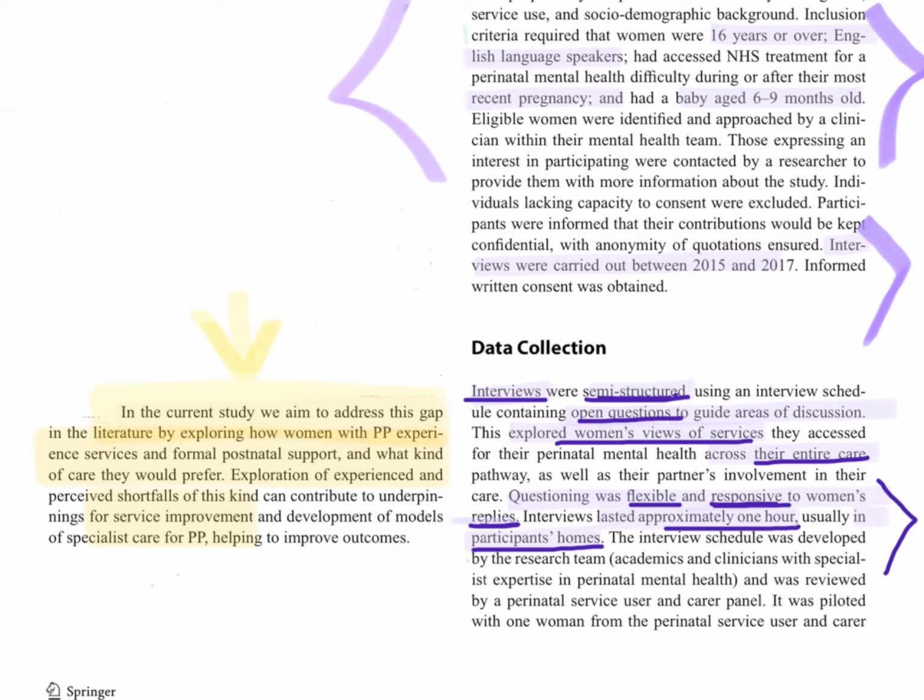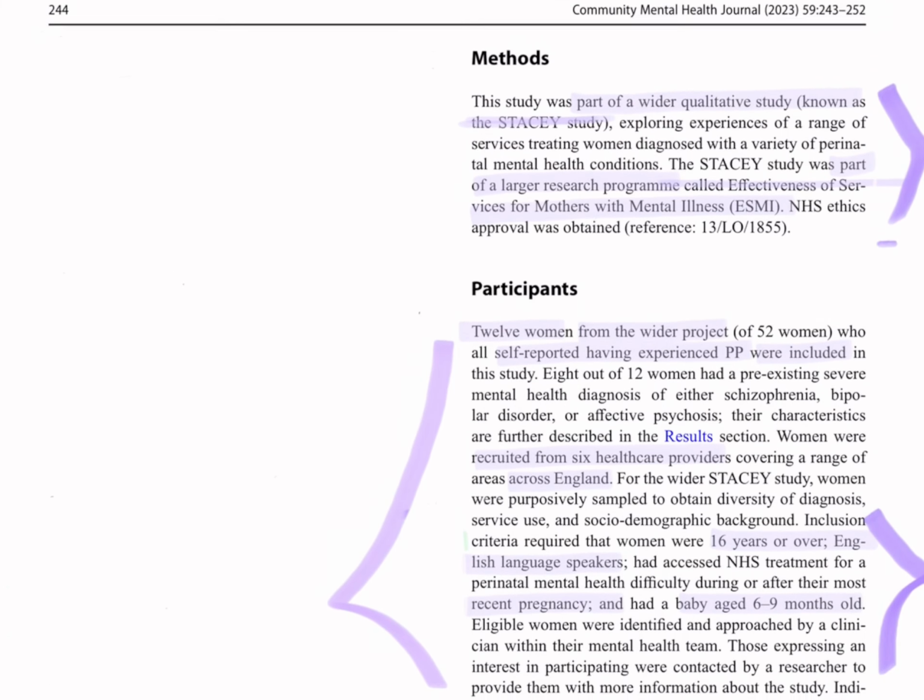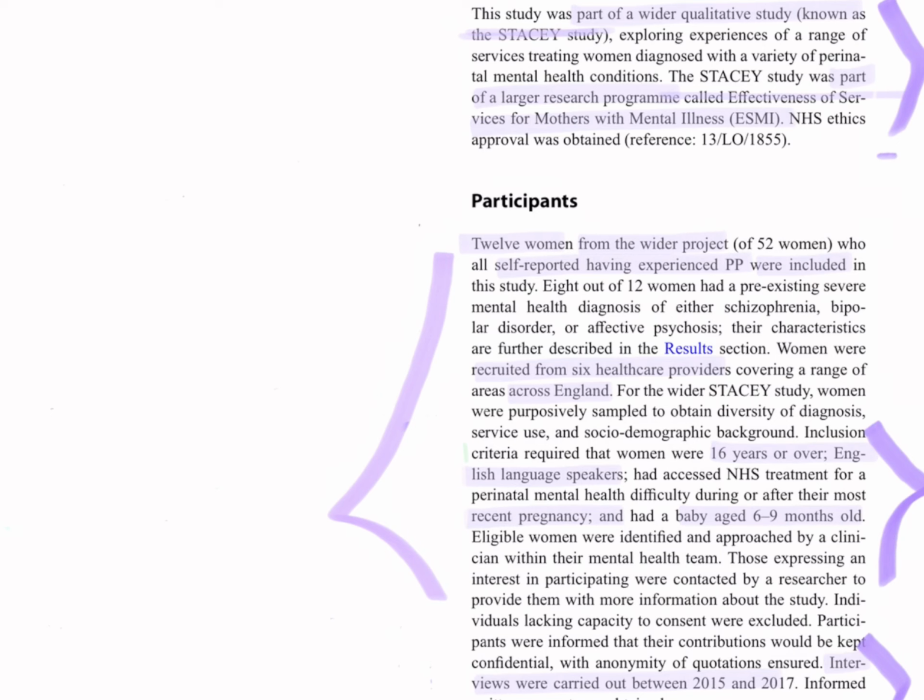Let's now look at their methods. So we learned that this study was part of a wider qualitative study, and we have the name. When we come down to the participants, we learn that 12 women were included. They were from the broader study, and they were included because they self-reported having experienced PP. We also learn that we can get more of their details, descriptions, in the results section. So that's why we'll skim down to the results.